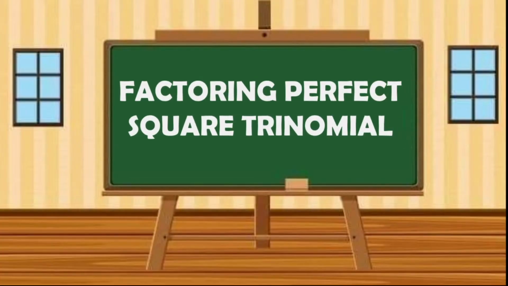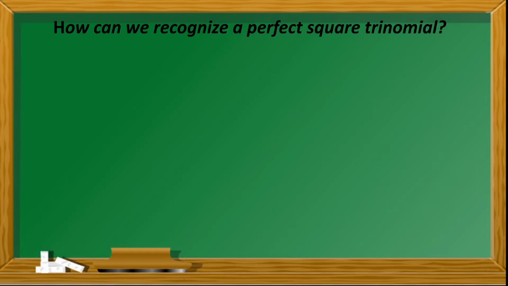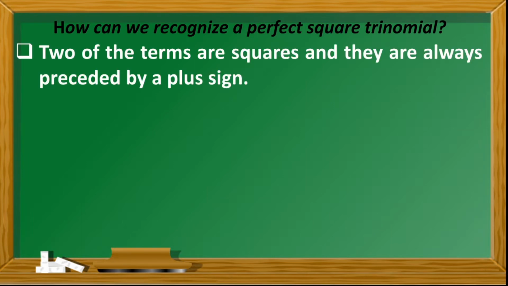Our lesson for today is about factoring perfect square trinomial. How can we recognize a perfect square trinomial? First, two of the terms are squares and they are always preceded by a plus sign. For example, we have 9y squared minus 30y plus 25.